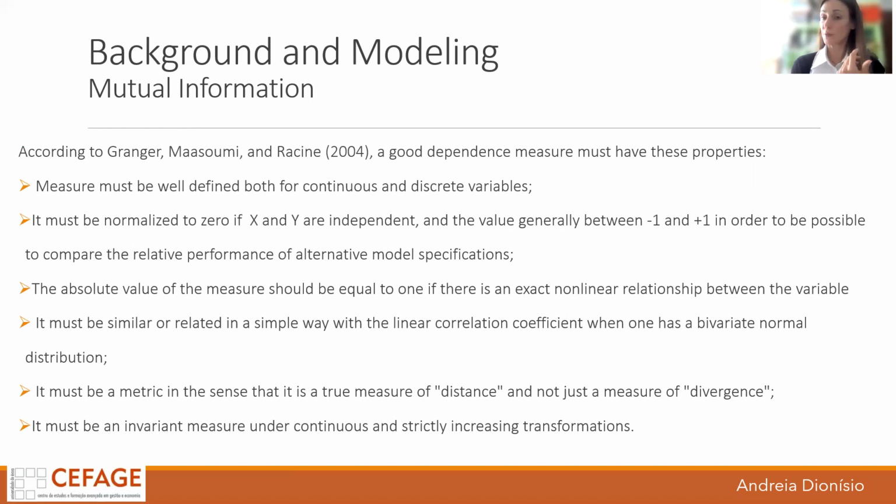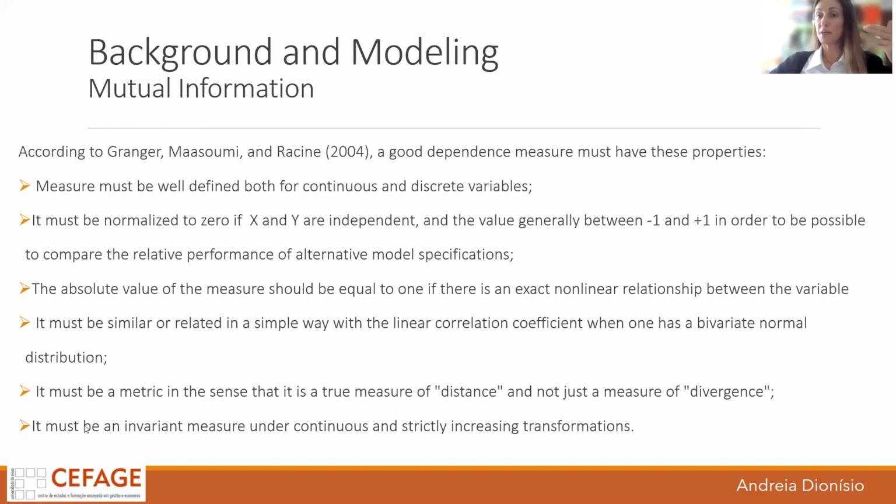So according to Granger, Maasoumi, and Racine, a very good dependence measure must have some properties. It must be well defined for both continuous and discrete variables, and must be normalized to zero if the variables are independent, and lie between -1 and 1 for the other cases in order to be easy to interpret. The absolute value of the measure should be equal to 1 if there is an exact nonlinear relationship between the variables, and it must be similar or at least related to the linear correlation coefficient in order to provide some comparisons to the linear approach. It would be good to be a metric, a measure of distance and not just a measure of divergence, and must be invariant under continuous and strictly increasing transformations on the variables.